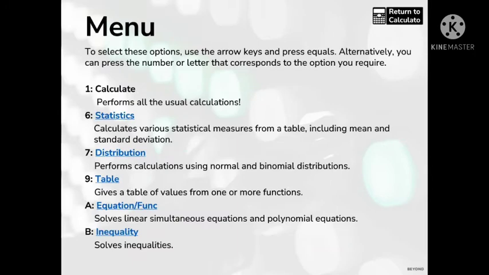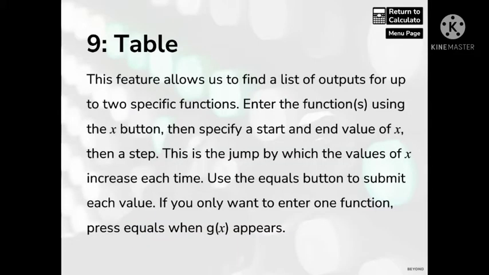So, let's go to number 9, Table. This feature allows us to find a list of outputs for up to 2 specific functions. Enter the functions using the x button, and then specify a start and end value of x. Then the step. This is the jump by which the values of x increase each time. Use the equals button to submit each value. If you only want to enter one function, press equals when g of x appears.